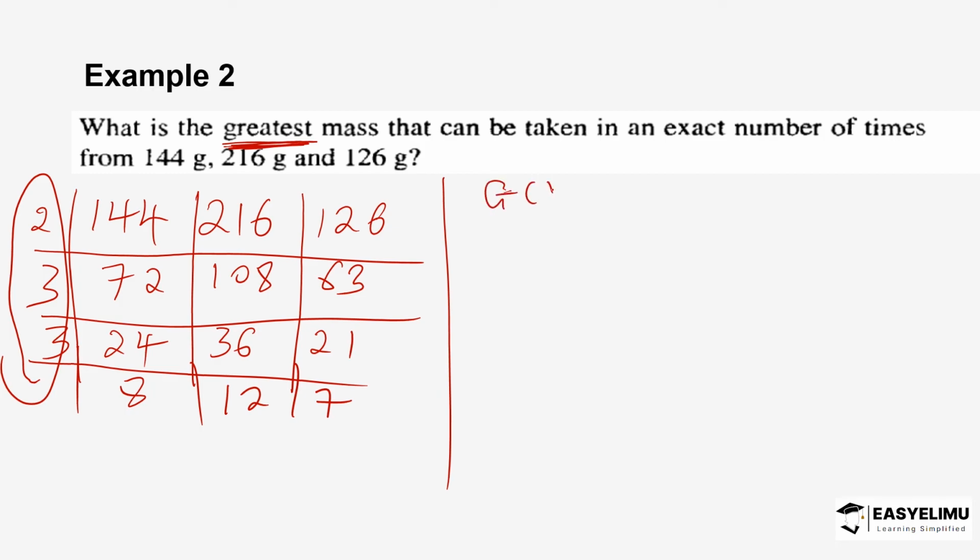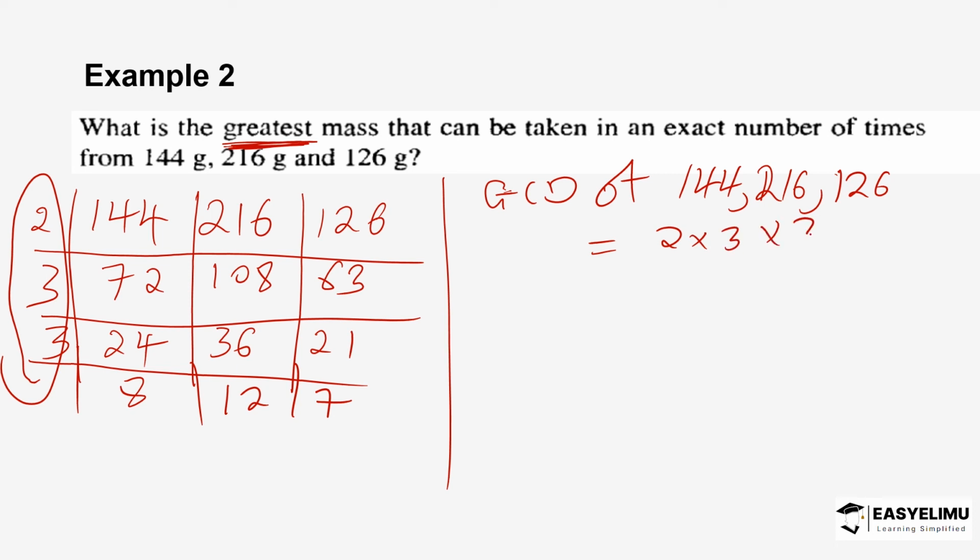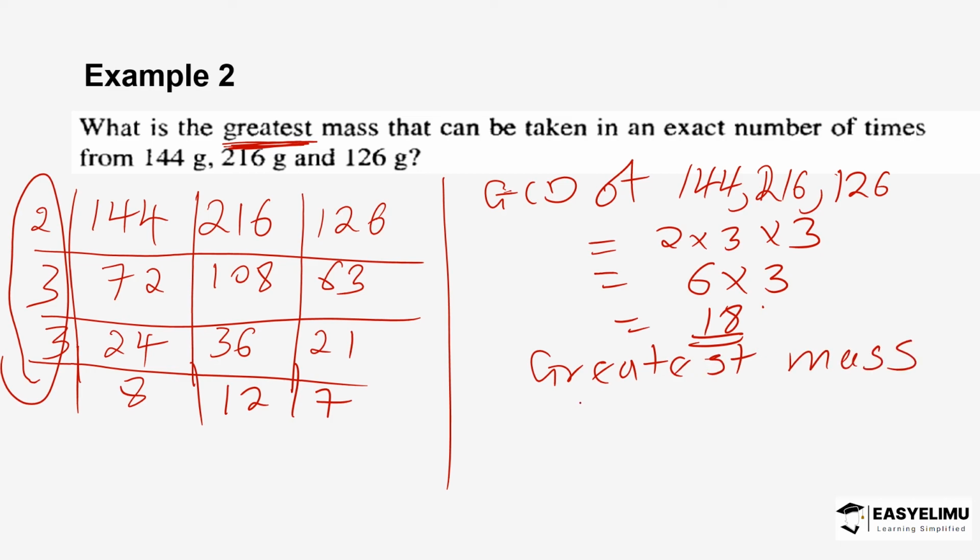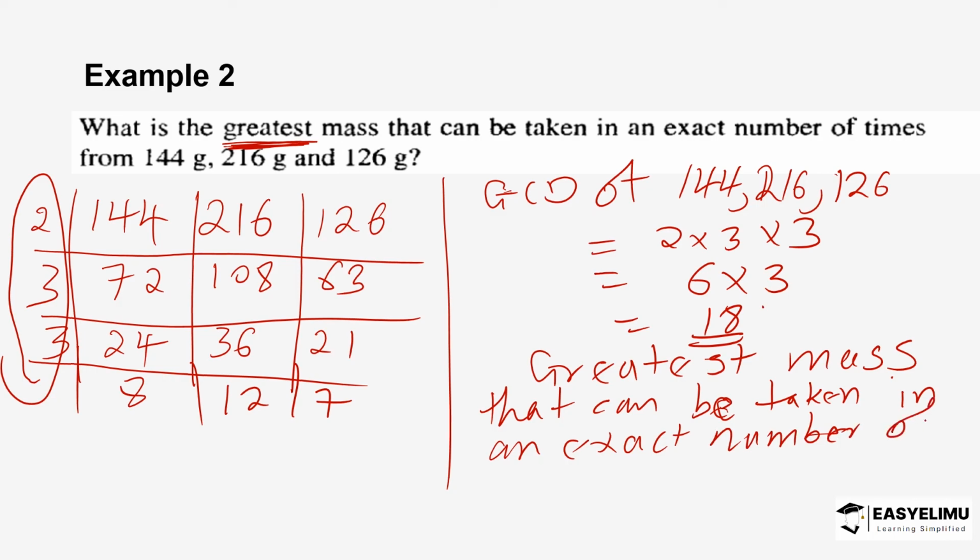So again, GCD of 144, 216, 126 equals 2 by 3 by 3, and that is going to give us 6 by 3, which is 18. So the greatest mass, that is now answering the question that is asked, the greatest mass that can be taken in an exact number of times is 18 grams.